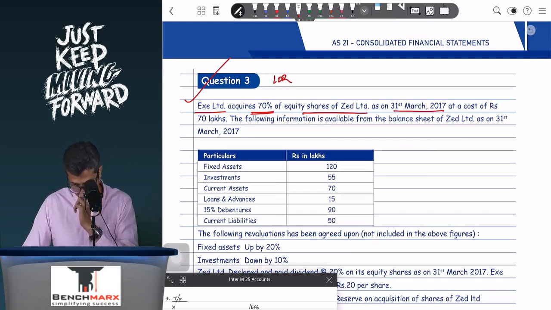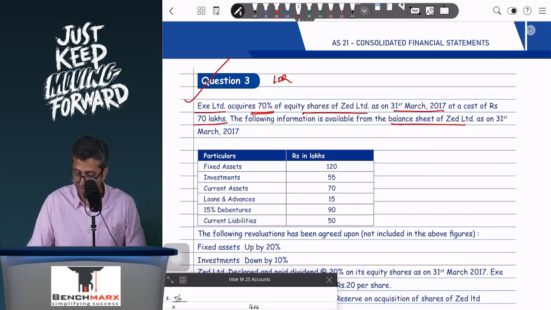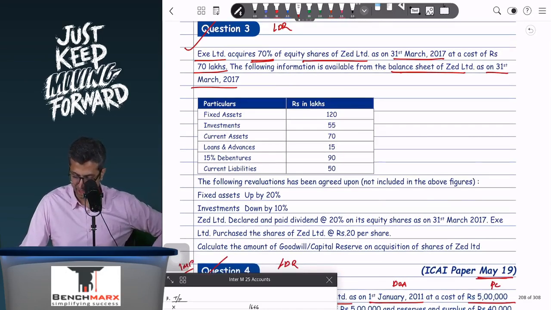Okay. At the cost of 70 lakhs. The following information is available from the balance sheet of Z also on the same date, 31st March 17. Perfect. So this is on the same date. Fixed assets and everything, loans and current liabilities are liabilities. The following revaluations have been agreed upon, not included in the above figures.